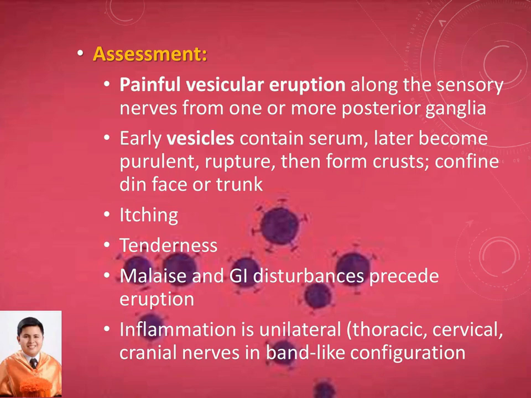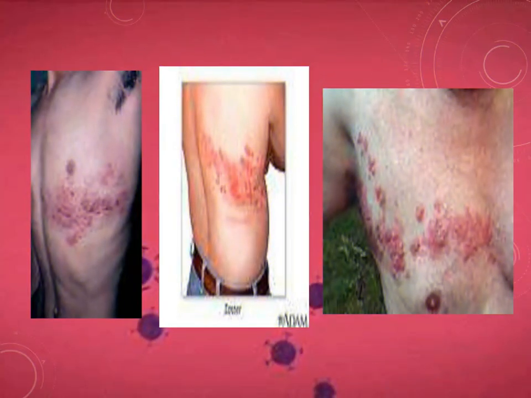Fourth, body malaise and gastrointestinal disturbances. And lastly, inflammation is unilateral or one-sided in nature. Take note that in shingles, the presence of the rashes and vesicles are only localized in one side, unlike in chickenpox. Here's a sample picture of the actual rashes and vesicles evident in a client with herpes zoster or shingles.